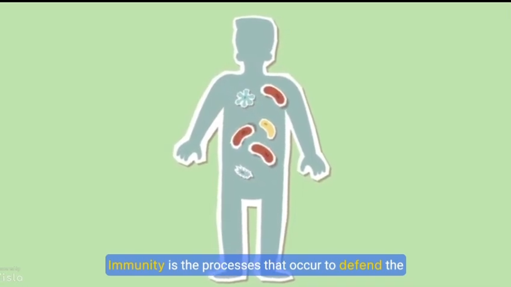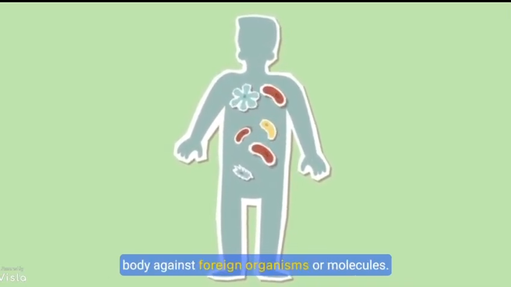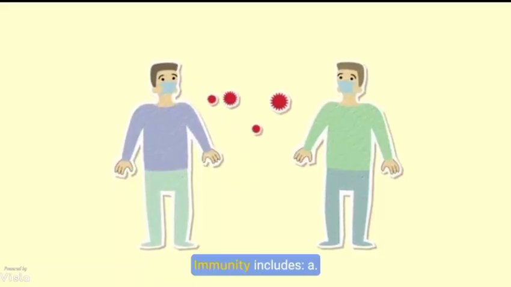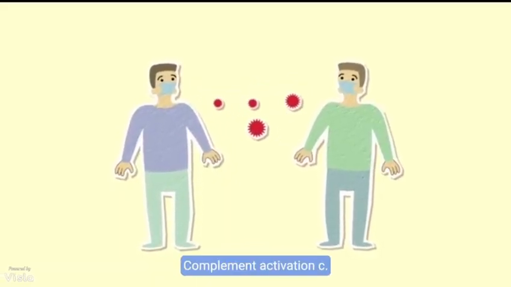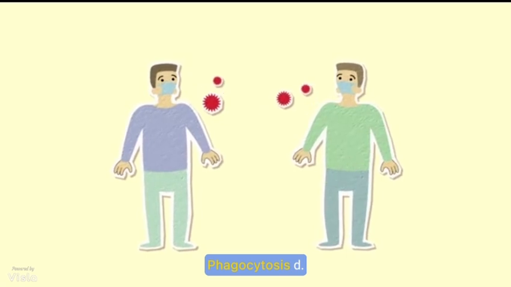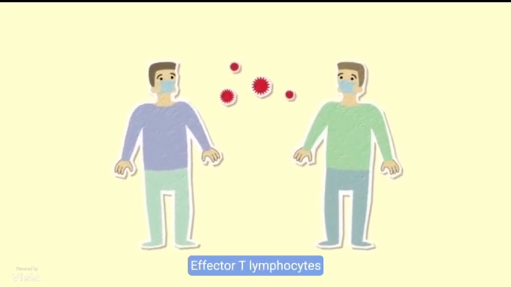Immunity is the processes that occur to defend the body against foreign organisms or molecules. Immunity includes: A. Inflammation, B. Complement activation, C. Phagocytosis, D. Antibody synthesis, E. Effector T lymphocytes.